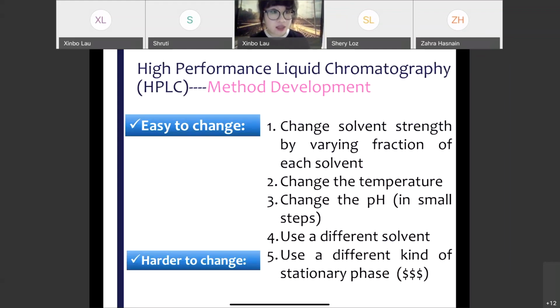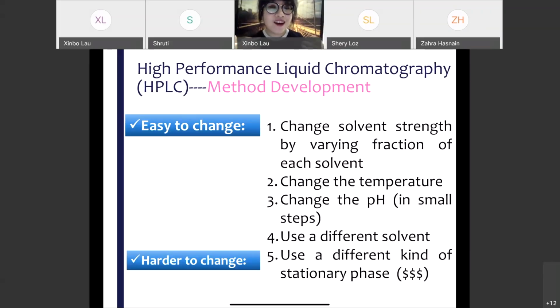Okay, so that's one thing easy, right? You can just adjust the ratios between your solvents. And then you can also change the temperature. That's easy if your HPLC is advanced enough. You may also have the oven, so then you can change the temperature, and also the pH, as I mentioned. You can add additives to the solvent system to change the pH, and you can use different solvents.